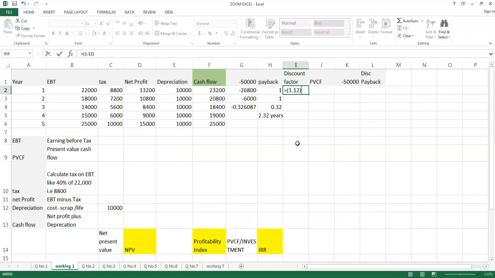I expect that students are quite familiar with the procedure to calculate the discount factor. But for your simplicity, I'm showing you again here. Your formula is that you take 1.12, your discount factor, and you take this minus 1. So this will give you the discount factor of the first year.